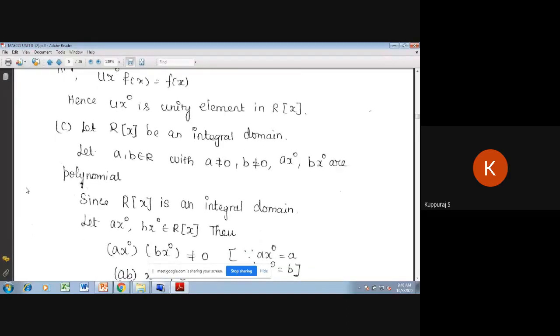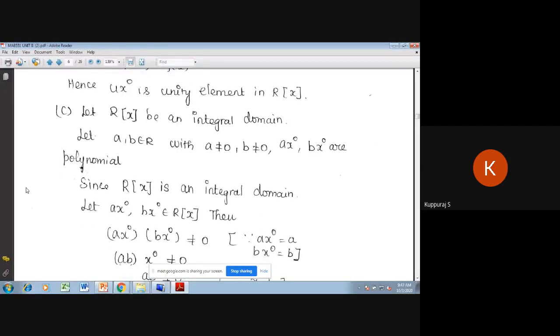Here initially we have assumed the polynomial ring is an integral domain. Then we have to prove that the set of all real is an integral domain. So let a into x power 0 and b into x power 0 belong to R of X. Then multiply these constant polynomials: a into x power 0 times b into x power 0 is not equal to 0, since R of X is an integral domain, so the product is not equal to 0.